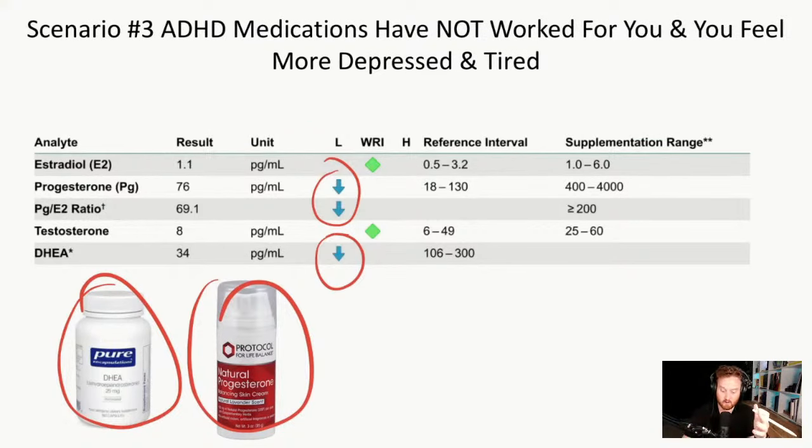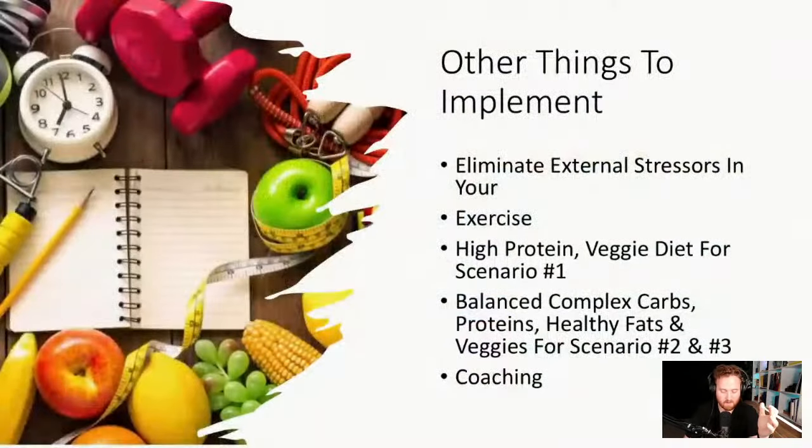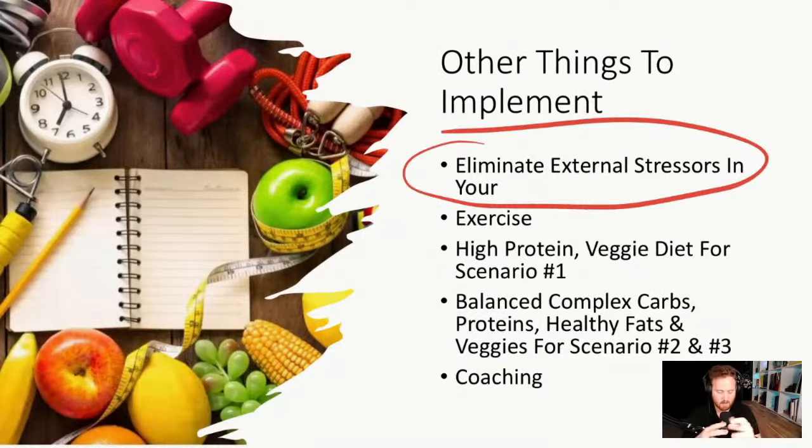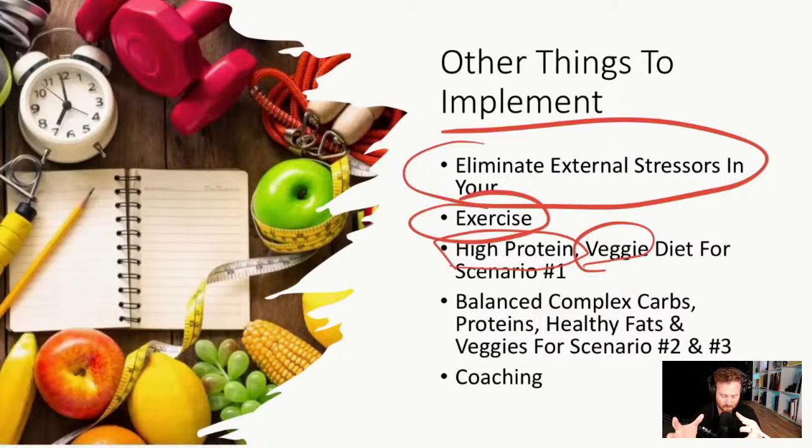And of course, doing further investigation for yourself. The other things that are important to implement are definitely eliminating stressors, internal and external stressors in your life, because that's going to impact your body's ability to heal. Exercise is always important. And then when it comes to foods, if you're scenario number 1, usually it's going to be higher proteins and veggies, because you're not having enough dopamine. So you need to implement more proteins in your diet and a lot of different amino acids, and then definitely veggies for different types of vitamins that help support a lot of those different cofactors.